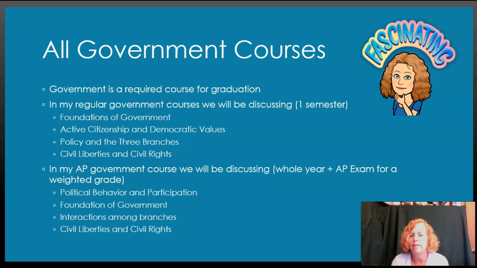They contain foundations of government, constitutional studies, things like that. Then we talk about active citizenship and democratic values, such as taking a look at elections and popular sovereignty and ideology and how we can participate. And then we take a look at policy and the 3 branches and how policy is made at all 3 branches. And then finally, we conclude the course by taking a look at civil liberties and civil rights as outlined kind of by Supreme Court cases and, of course, some of the Bill of Rights. So that's the regular government course.